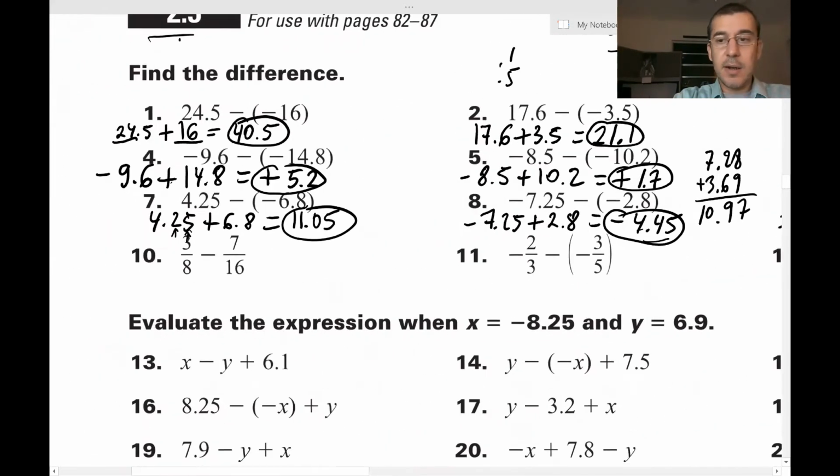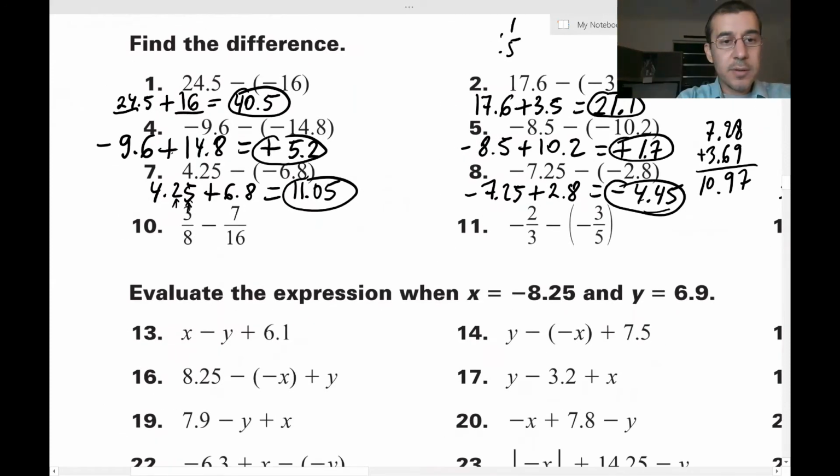Okay. Next, 10, 11, and 12 are fractions. So we've done fractions in the previous two sessions. So let's review. So we have to get the greatest common denominator. So for 8 and 16, it's 16.